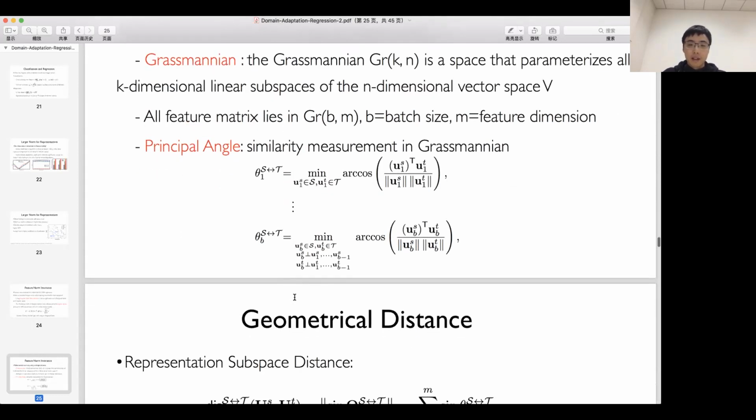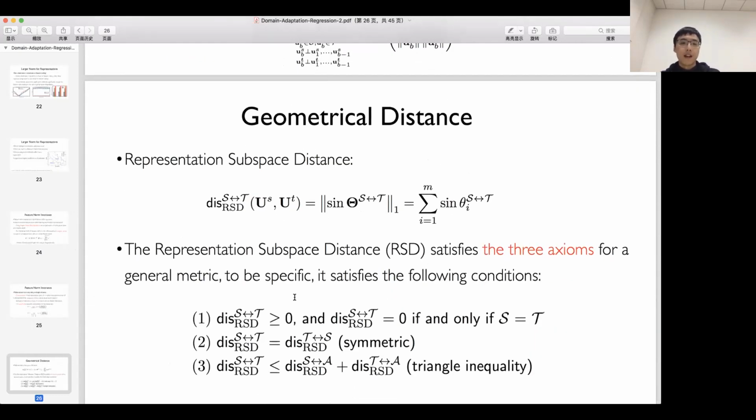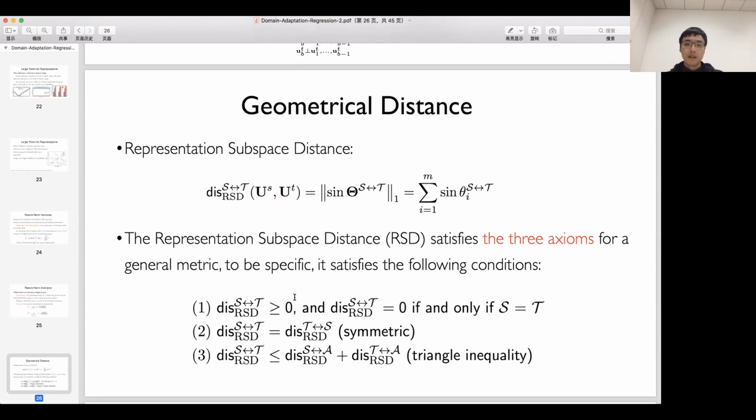So with this definition, we can define our representation subspace distance. It is just the sum of the values of the principal angles. So it is a newly defined distance. So we need to show it satisfies the three axioms for a general metric. It should be non-negative, it should be symmetric, and it should satisfy the triangle inequality.